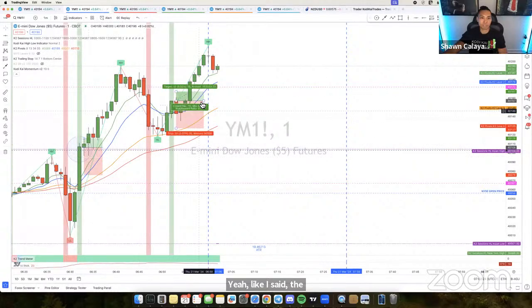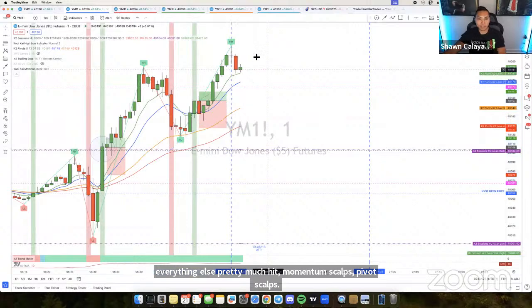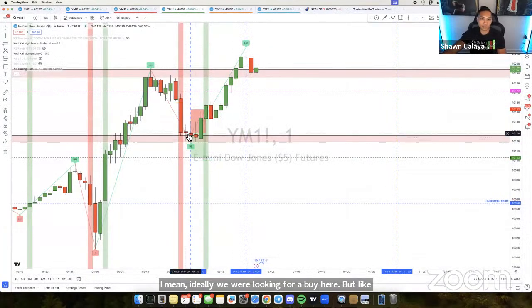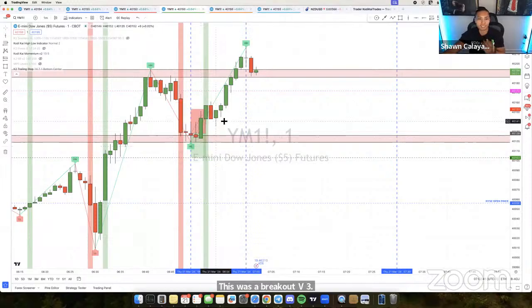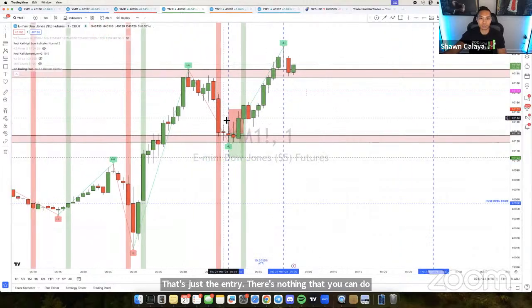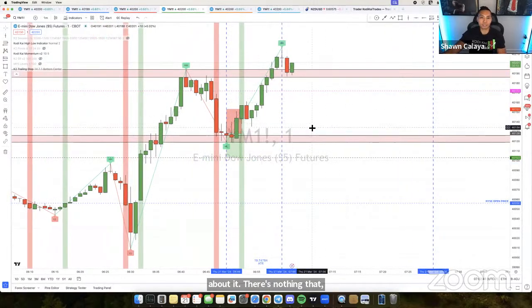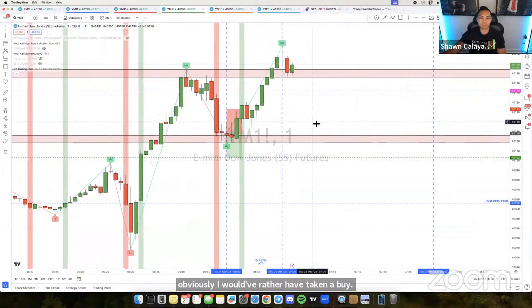Momentum scalps, pivot scalps. Ideally, we were looking for a buy here. But like I said, for the entry over here, we had to take it because it hit criteria. There's a red candle right there. This was a breakout B3. That's just the entry. There's nothing that you can do about it. There's nothing that could have been adjusted. Obviously, I would have rather taken a buy. We've been looking for a buy pretty much all day today, and yesterday actually.